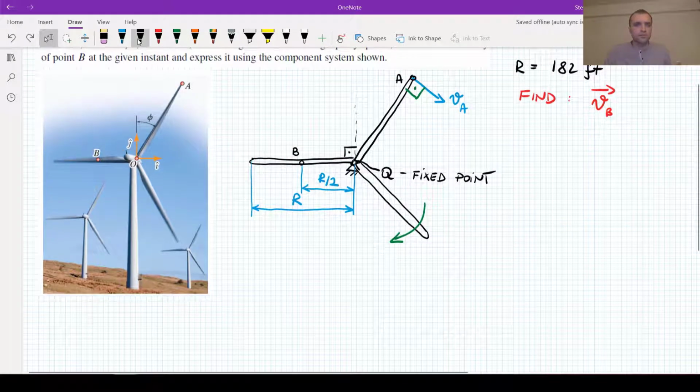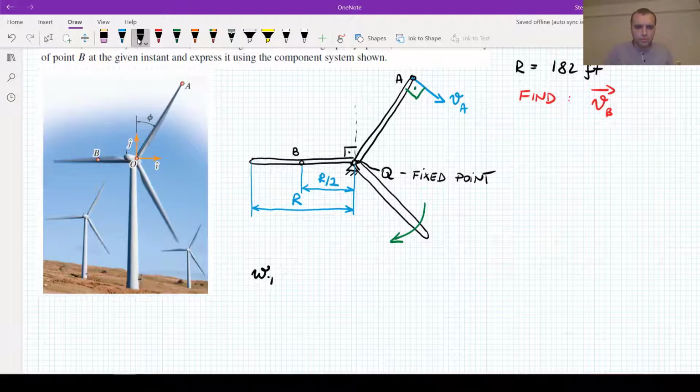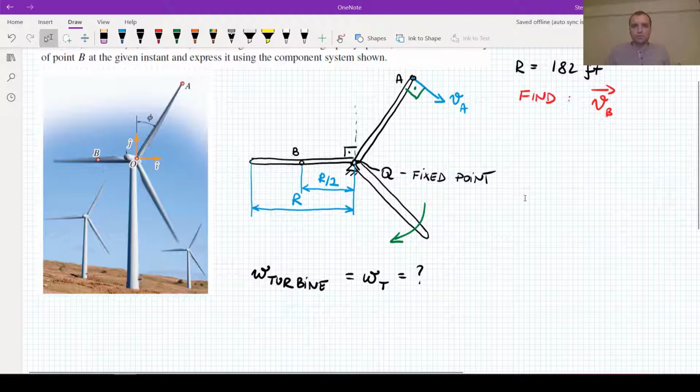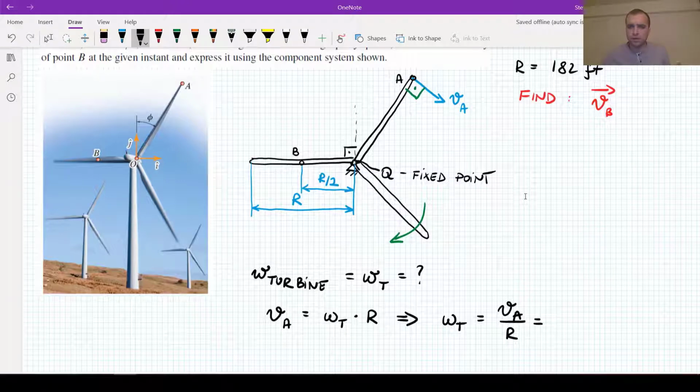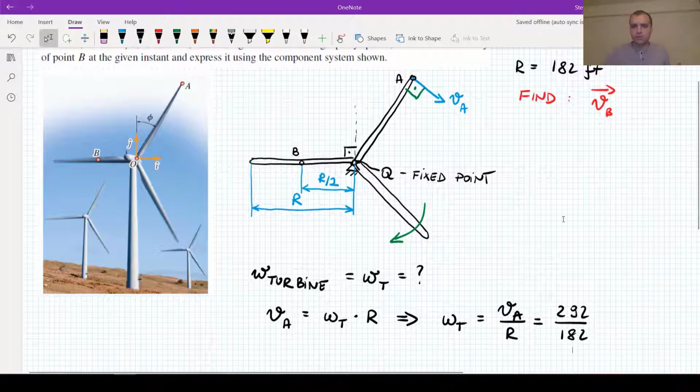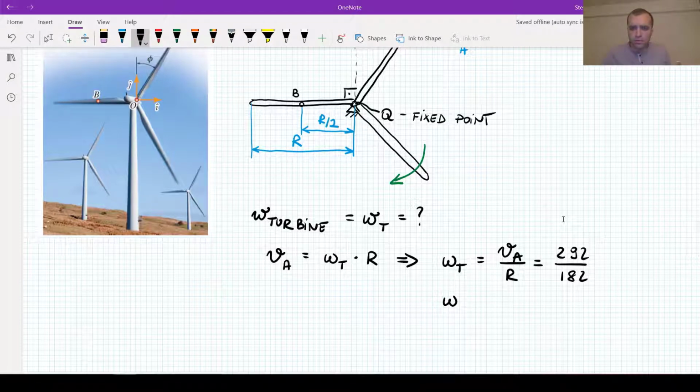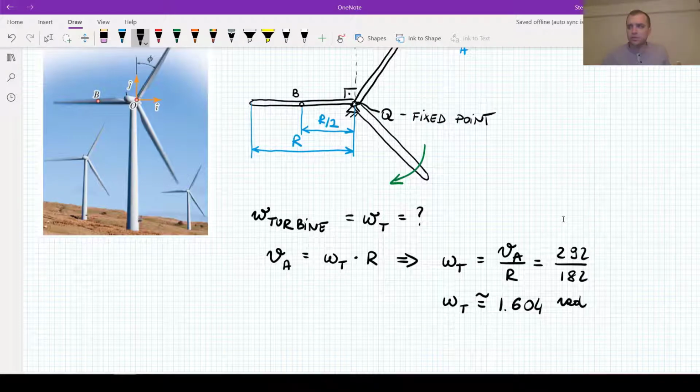So let's do it. First of all, I would like to find omega of the turbine. Let's say omega t, just for clarity. Let's use our equation from the previous board. I believe that velocity A is equal to omega t times r. From here, we can see that omega of turbine is equal to VA divided by r. Let's plug in values. Let's grab calculators, and then we will see that omega of the turbine is equal to approximately 1.604 radians per second.